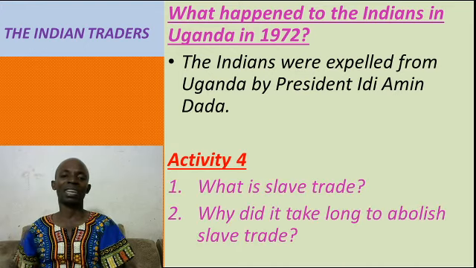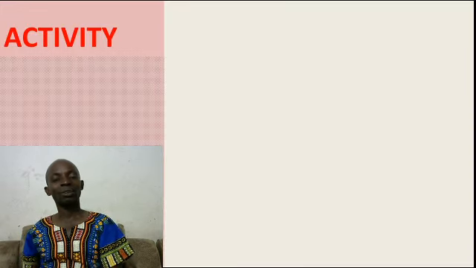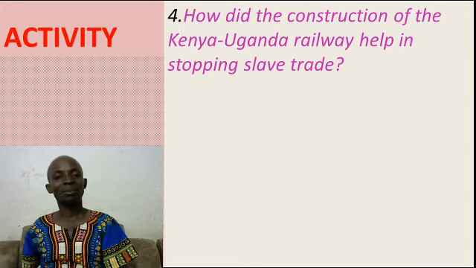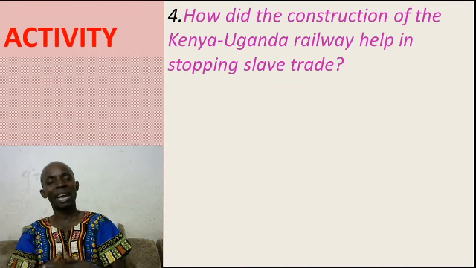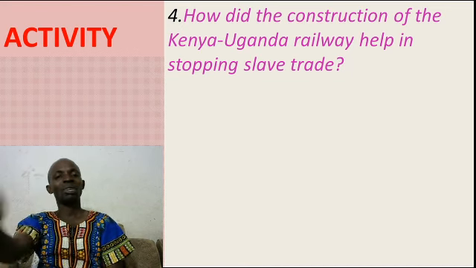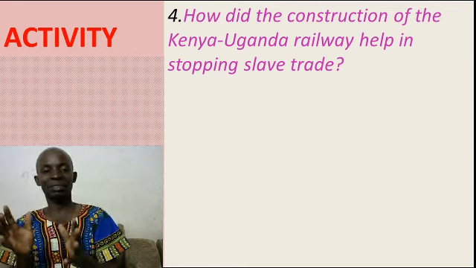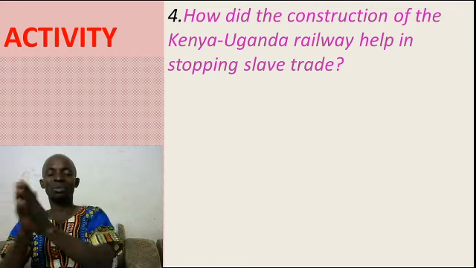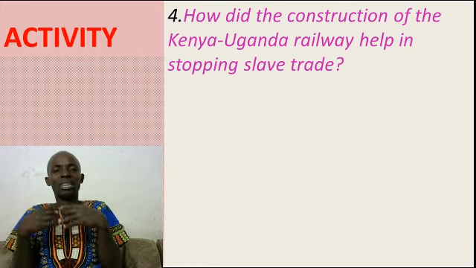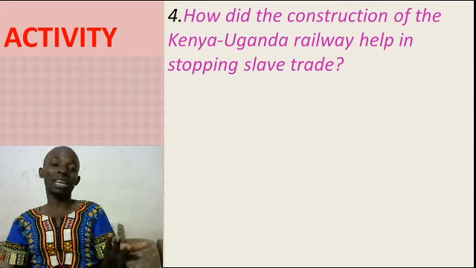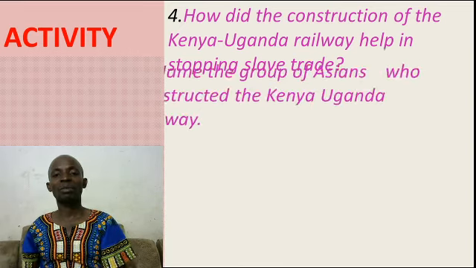Activity number 4 is there. What is slave trade? Why did slave trade take long to be abolished in Uganda? How did the construction of the Kenya-Uganda Railway help in stopping slave trade? That one we can answer and say, trains were used to carry heavy goods instead of human beings. So when the trains were introduced, there was no need for slaves to carry heavy goods. That's how the railway helped in stopping slave trade.